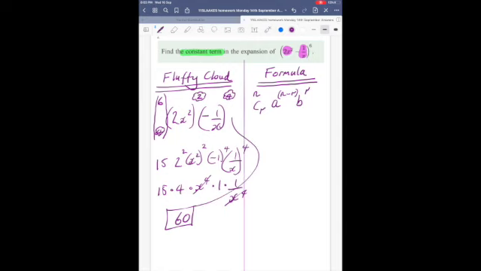So 60 will appear somewhere in this expansion along with all the other terms. Remember, there are going to be 7 terms in the expansion, and one of the terms will be this term here, and it has no x's, so it's independent of x.